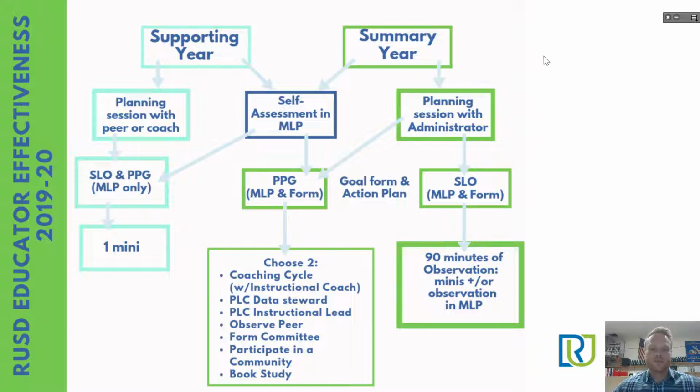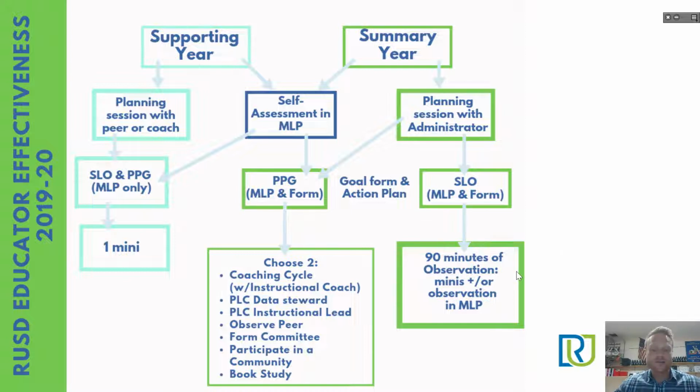The summary year is a little bit more elaborate. You still have to do the self-assessment in MLP, that's still true, but you will have a planning session with your administrator to go through and fill out the SLO and PPG forms. Both of these forms are filled out in MLP, but the new piece is that there is a Google Doc for the PPG and the SLO that you actually fill out. I'll go through that in a little bit, but that's the new change: you document your progress in a Google Doc, and MLP is more of just a piece where you put your end findings and you submit those forms at the very end of the year.